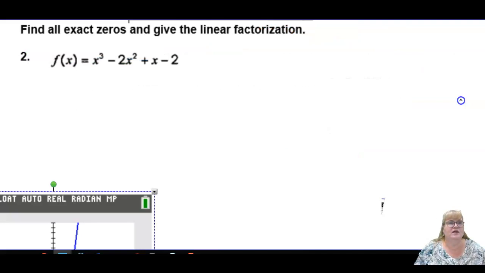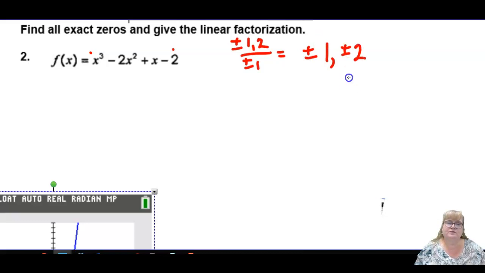Here we go. All right, so this one, all the factors of 2 over all the factors of 1 would simply be plus or minus 1 or 2 over plus or minus 1, which when we write out is just 1 over 1 and 2 over 1. So these are the only 4 possible rational or nice zeros.